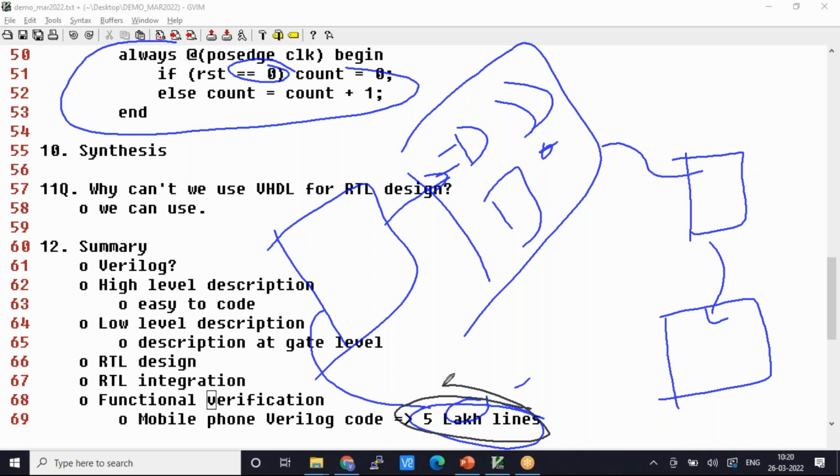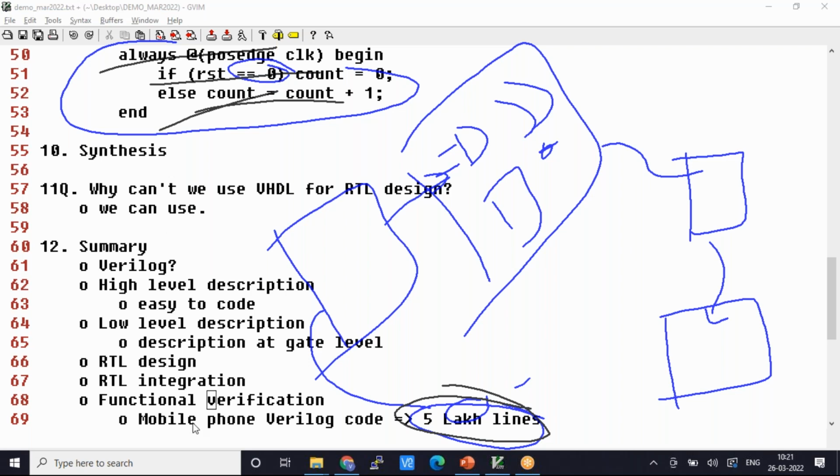Verifying that these 5 lakh lines of code are proper. We should verify that all these 5 lakh lines of code are proper. You cannot verify this by just going through the code: this line is good, this line is good, this line is good. You can't do that. There is a systematic approach we have to follow. That approach is called the functional verification flow. Most of you attending here for the functional verification course will focus on those aspects.